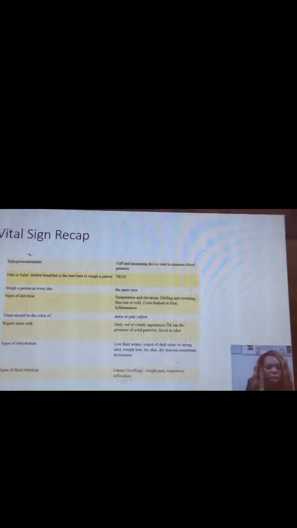Urine should be straw color or pale urine. You're going to report urine that's dark, red, or cloudy in appearance, or has the presence of solid particles of blood within the urine.